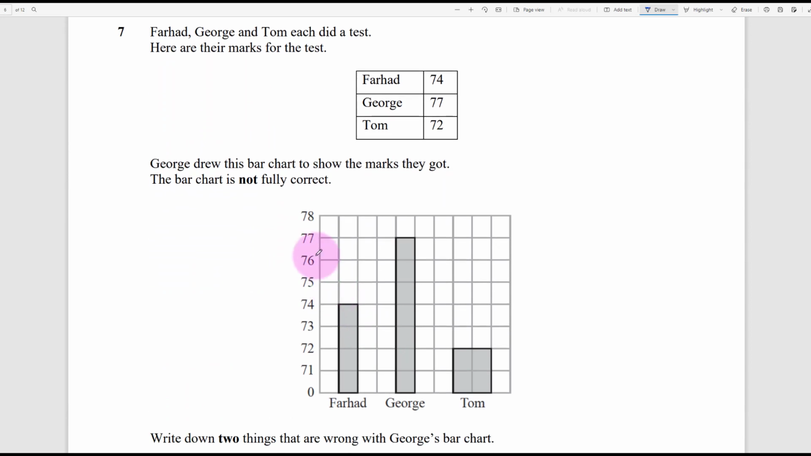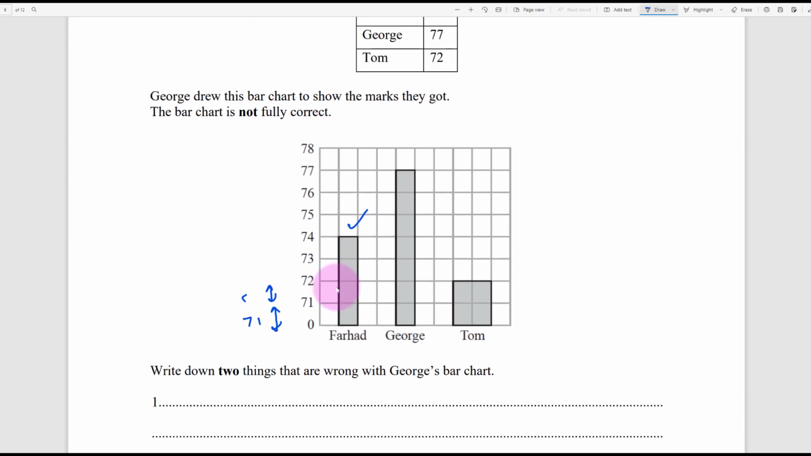Right, bar chart. What's wrong with this bar chart? So that goes up to 74. It does start at 71, but with that scale, you can't say there to there is worth 71 and the next one worth 1. So there's something wrong with the scale. The scale goes from 0 to 71 and then up by 1. So the scale is wrong.